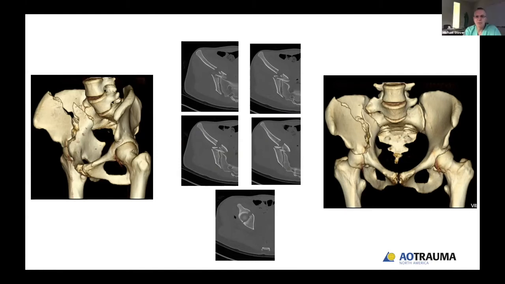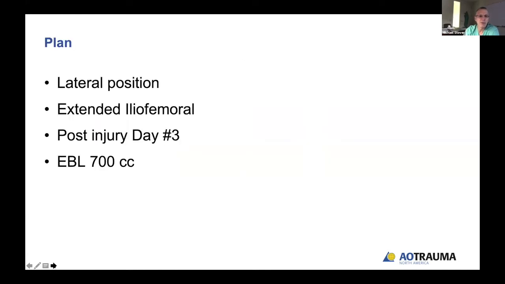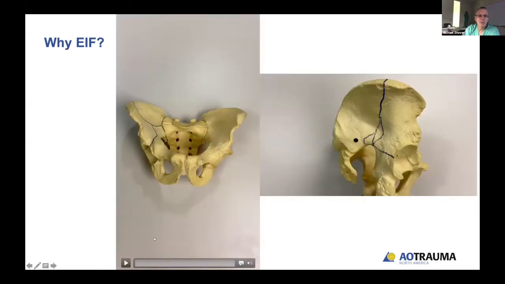So that would be the challenge of what you could do from an ilioinguinal approach, because the vast majority of these fractures are treated through the ilioinguinal. And I chose a lateral position, extended iliofemoral. I waited a couple of days for the flap to calm down, and we did it with not too much blood loss. But so the question is, why not do it through the ilioinguinal, I guess?